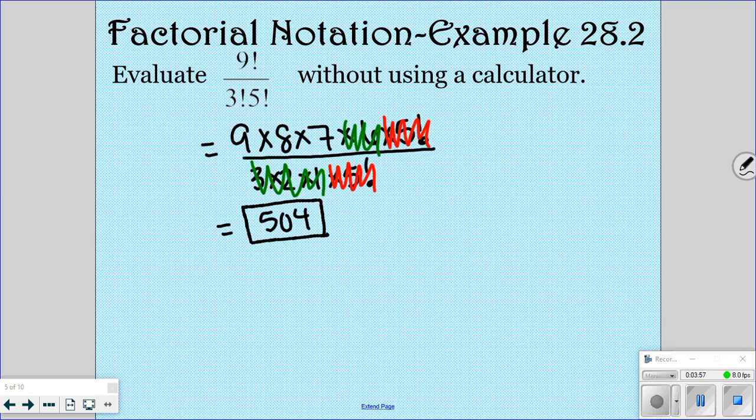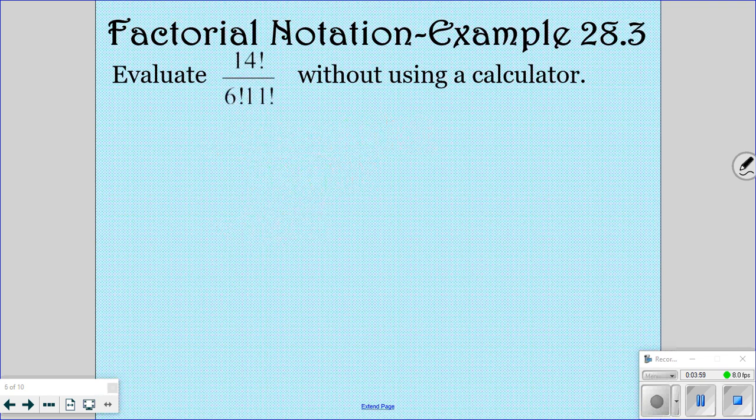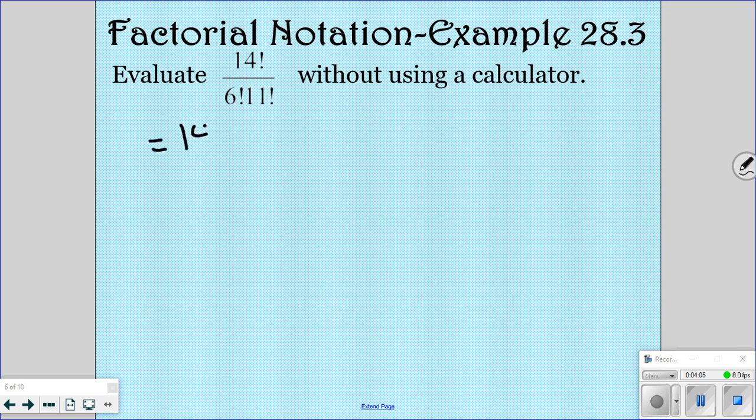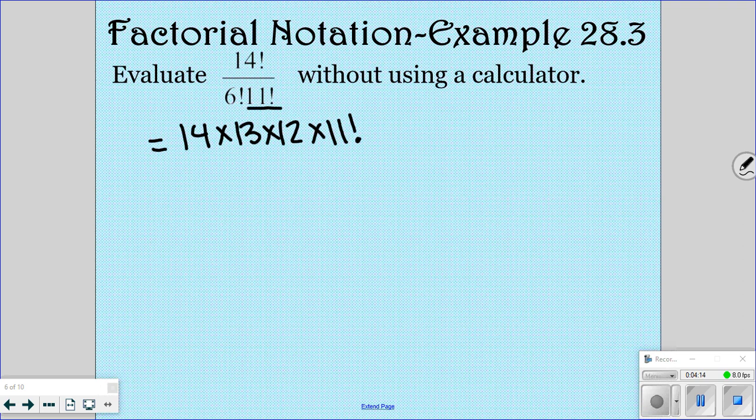Okay, we're going to look at another one. If y'all think you can do this one by yourself, y'all go ahead and try it, and then I'll go over it. So 14 factorial, we're going to say 14 times 13 times 12, and then times 11 factorial. And the reason we're stopping at 11 is there's an 11 in the denominator. So 6 times 5 times 4 times 3 times 2 times 1 is 6 factorial, and then times 11 factorial.